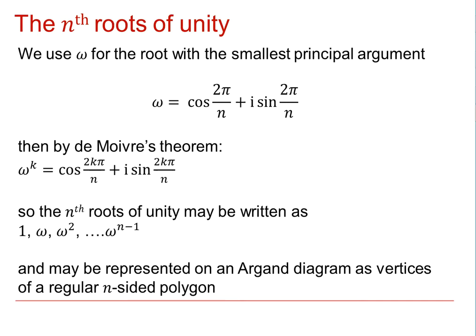We use the Greek letter small omega for the root with the smallest principal argument. So omega equals cos 2 pi over n plus i sin 2 pi over n. Then by de Moivre's theorem, omega to the k equals cos 2k pi over n plus i sin 2k pi over n. And the nth roots of unity may be written as 1, omega, omega squared, and so on up to omega to the n minus 1. And as we've seen in previous series using GeoGebra, may be represented on an Argand diagram as vertices of a regular n-sided polygon.